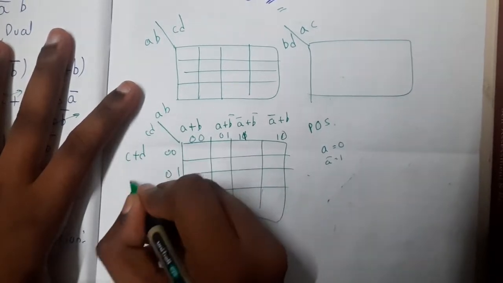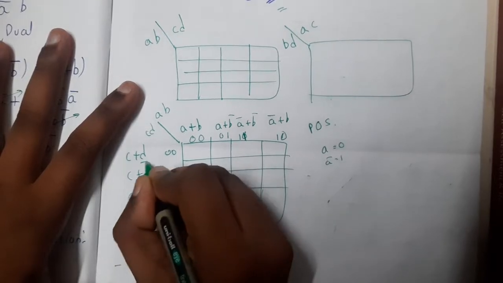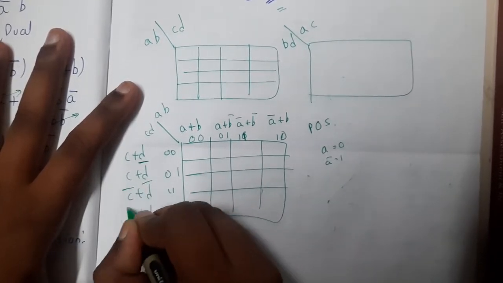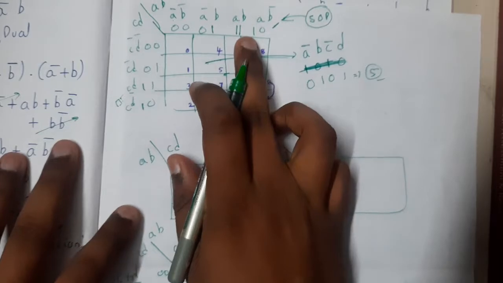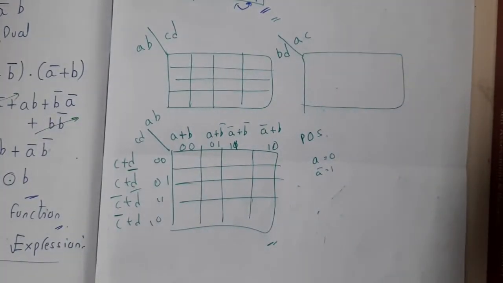Okay, so C plus D. So it is always easy to write in this way. So C plus D, then write in the opposite places. So wherever you previously kept a bar, now you don't keep a bar, and wherever you did not keep a bar, now you keep bar, that's it. So this is the same expression for POS.